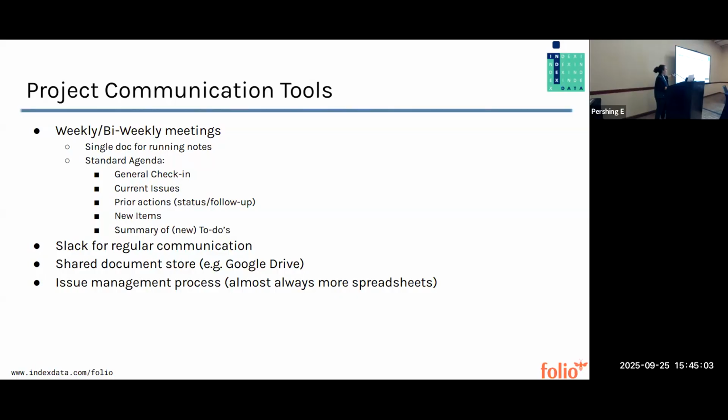This is such a simple thing that can be so complicated, getting everyone on the same Google site. And then finding out that 2 people can't use Google and changing to a completely different file sharing system. And we are also setting up issue management processes. So almost always that just means more spreadsheets. We love a spreadsheet.